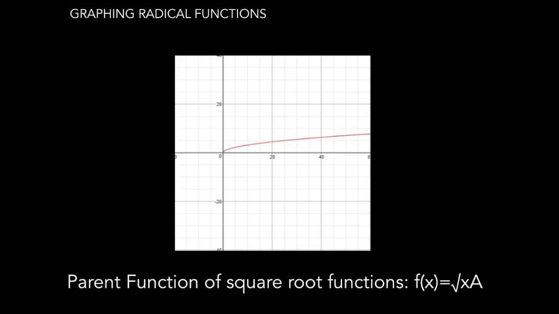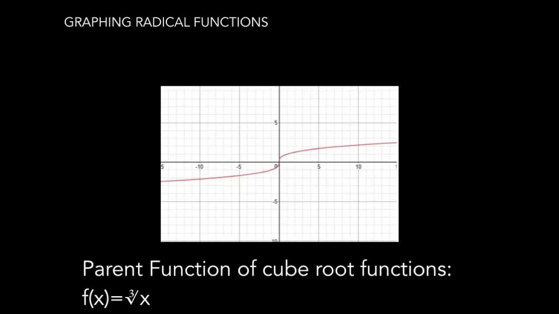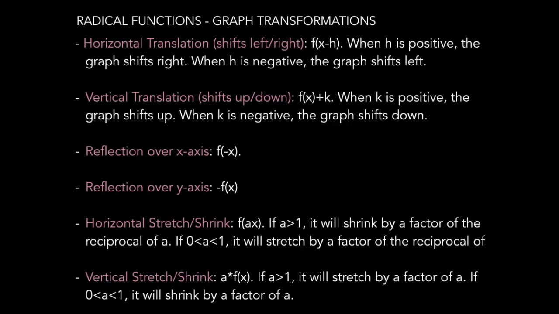The parent function of square root functions is f of x equals the square root of x, which the graph shows. The parent function of cube root functions is f of x equals the cube root of x, which the graph shows. For horizontal translations, the function f of x minus h is used when h is not equal to 0. When h is less than 0, the graph is shifted left. When h is greater than 0, the graph is shifted right.